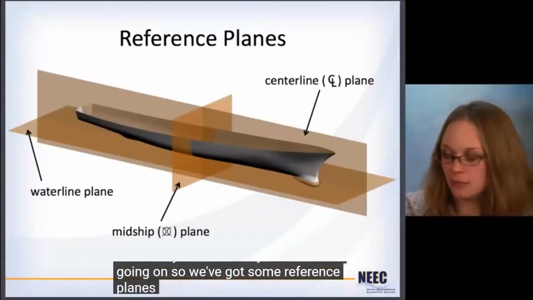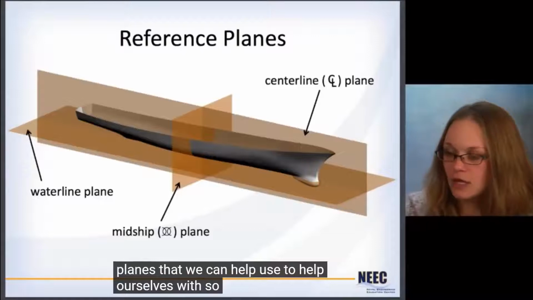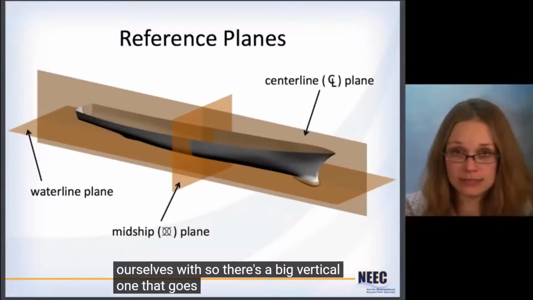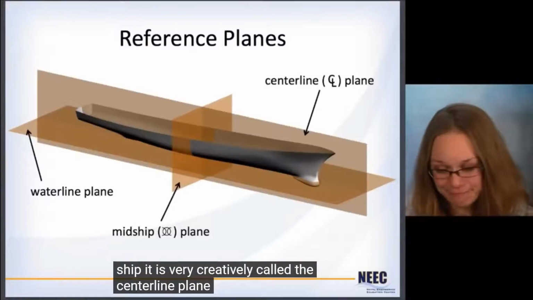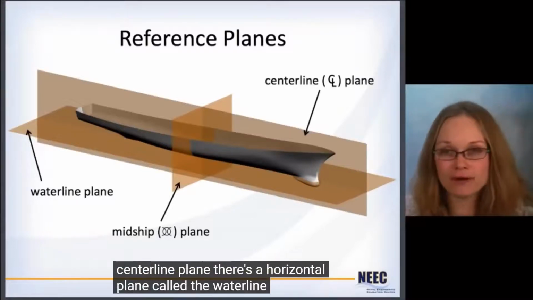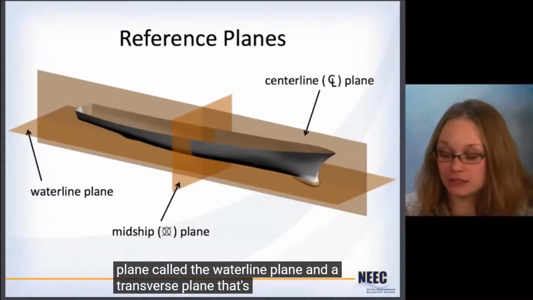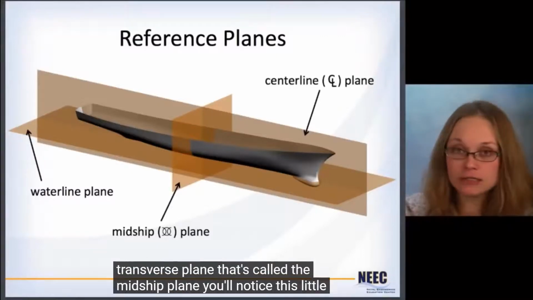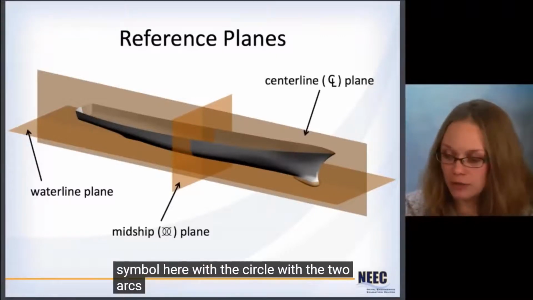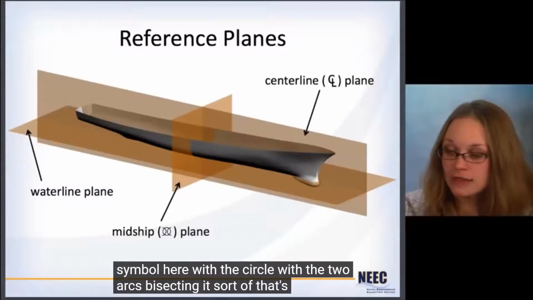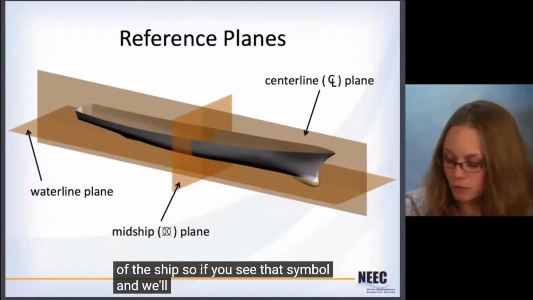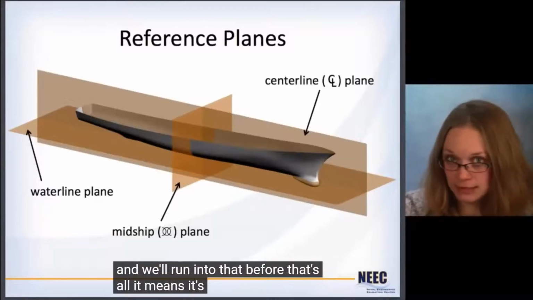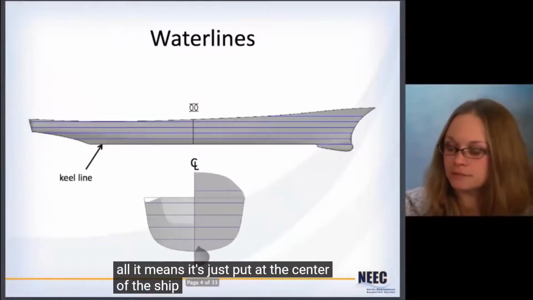So we've got some reference planes that we can use to help ourselves. There's a big vertical one that goes down the center line of the ship. It is very creatively called the centerline plane. There's a horizontal plane called the waterline plane and a transverse plane that's called the midship plane. You'll notice this little symbol here, the circle with the two arcs bisecting it. That's the symbol for the midship. That's the middle of the ship. We'll run into that before, but that's all it means. It's just put at the center of the ship.